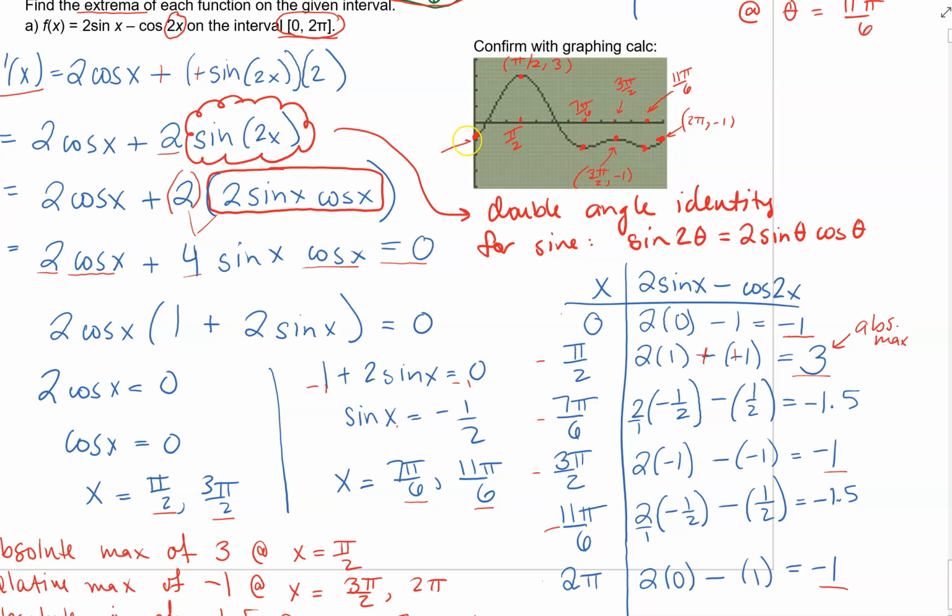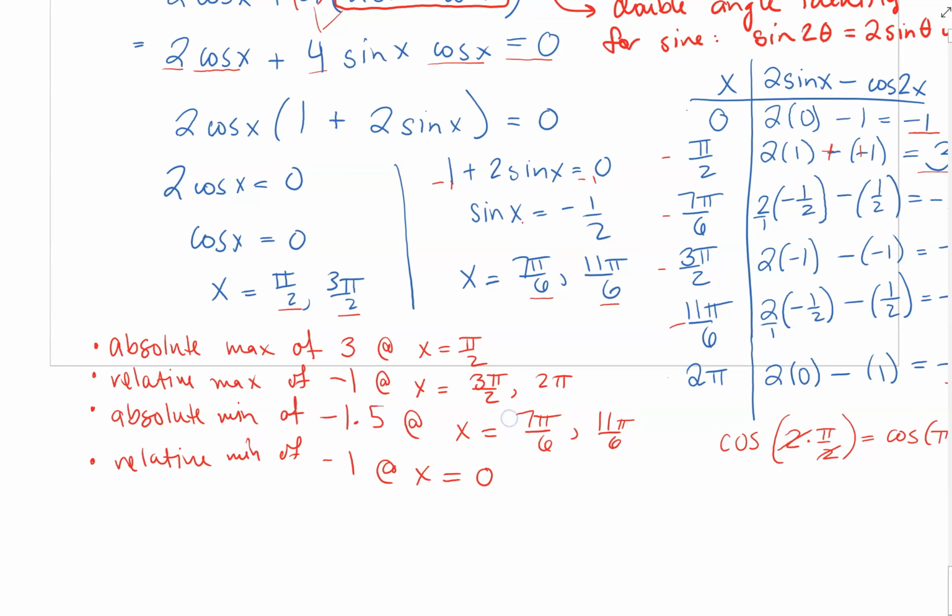Whereas over here, I also had another endpoint of -1, but at this part of the graph in this neighborhood, it was actually a relative minimum value because it was lower with respect to the neighboring y values, or the local y values. So I wrote down here we had relative maximums equal to -1 when x was 3 pi over 2 and 2 pi, but then we also had a relative minimum equal to -1 when x was 0. So it kind of goes to show how you really have to check with the graph.